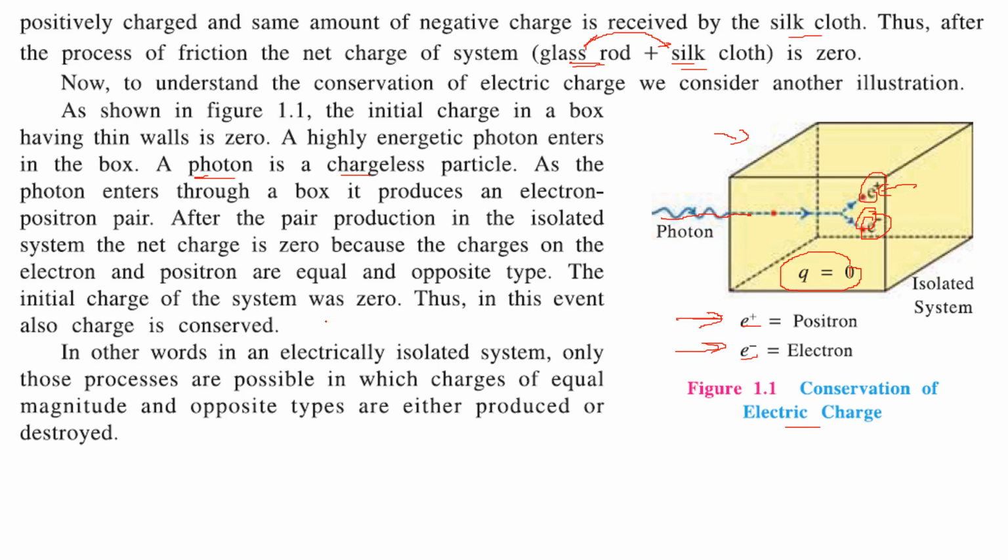So the initial charge was zero, and after the event also the charge was zero. So the charge was conserved. In other words, in an electrically isolated system, only those processes are possible in which charges of equal magnitude and opposite types are either produced or destroyed. Like in this case, the electron and positron can be created, and this is only possible because there is always a conservation of electric charge.